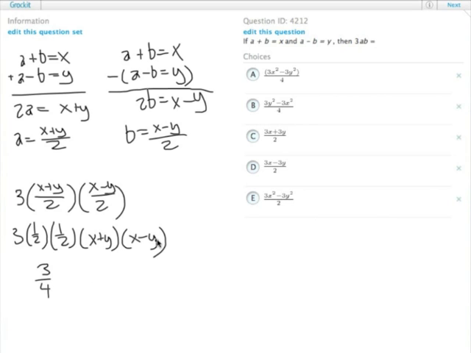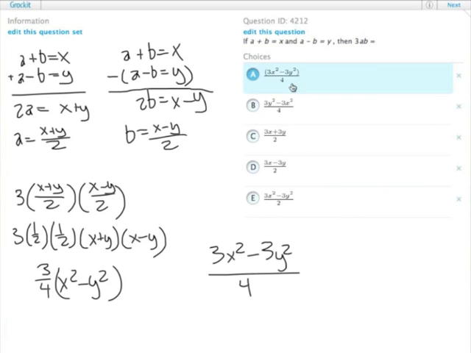And then here, x plus y times x minus y ends up being the difference of two squares. The middle terms cancel out when you FOIL it, so it simply ends up being x squared minus y squared. And of course, we don't have that in the answer choices, so it looks like we need to multiply that out. So that ends up being 3x squared minus 3y squared, all divided by 4, which is answer choice A.